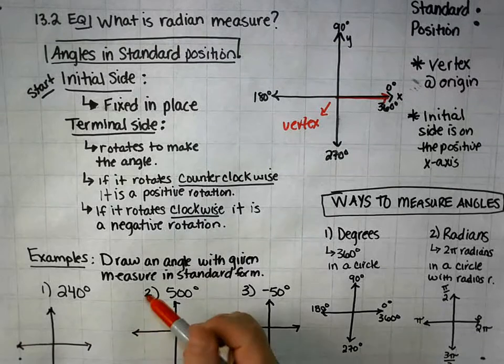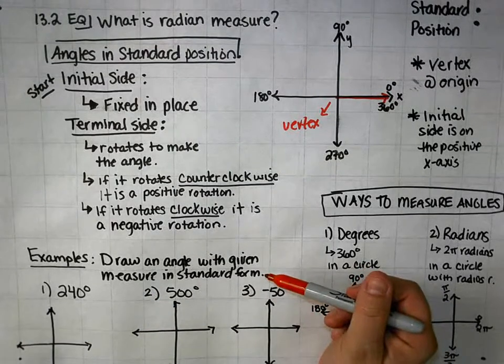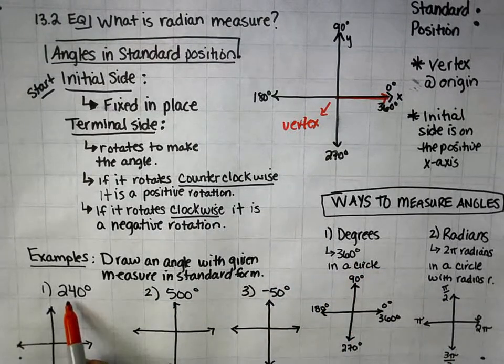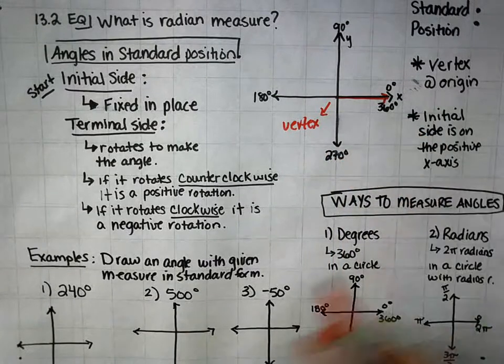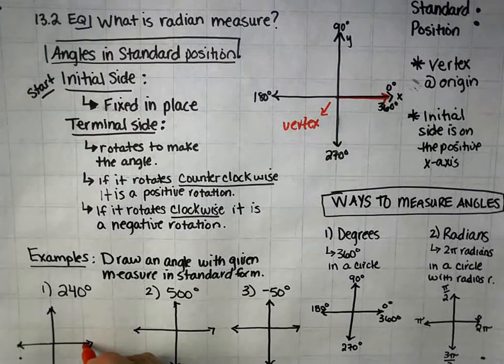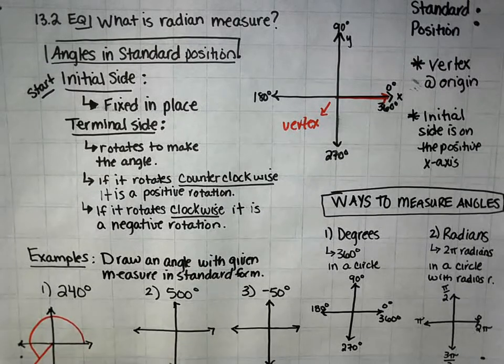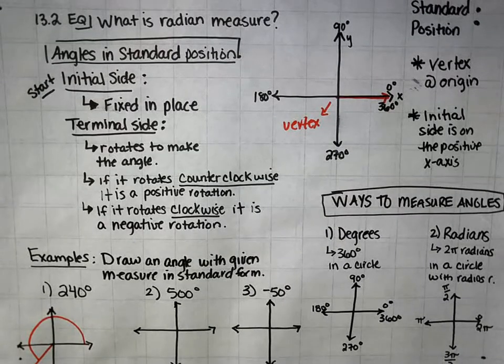Down here, let's try a couple examples. If I wanted to draw a 240 degree angle, I know 240 degrees comes in between 180 and 270. So I'm going to start on the positive x-axis and rotate around so I'm between those two axes and draw my terminal side. Then I have an angle of 240 degrees.